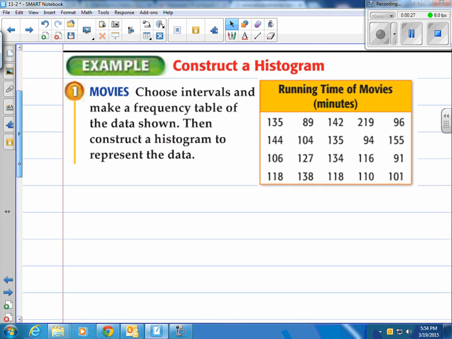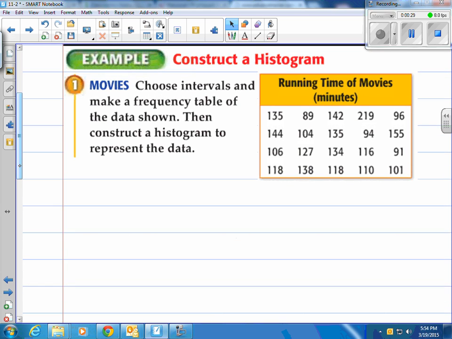Best way to learn is to see it in action here. Let me do an example for you. Number one, choose intervals and make a frequency table of the data shown. Then construct a histogram to represent the data. Now you see they've given us some run times of movies, how many minutes each movie is, and it looks like here, 20 movies. So first things first, we have to create a frequency table of that information.